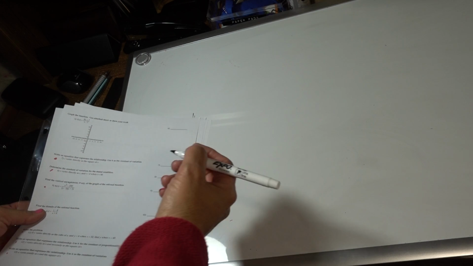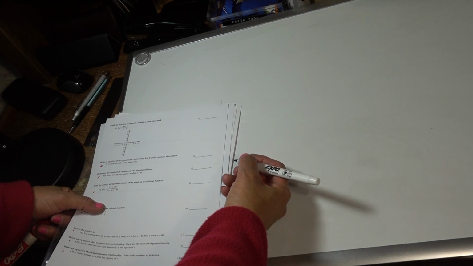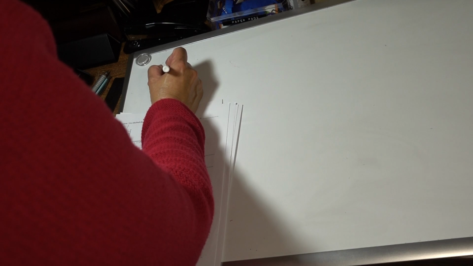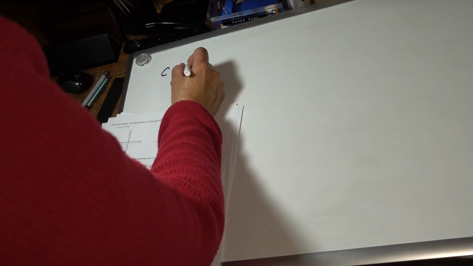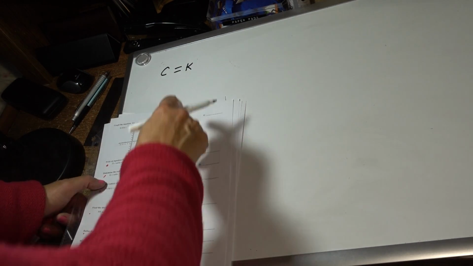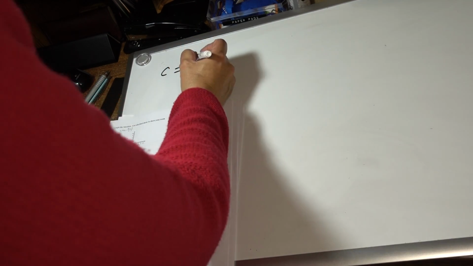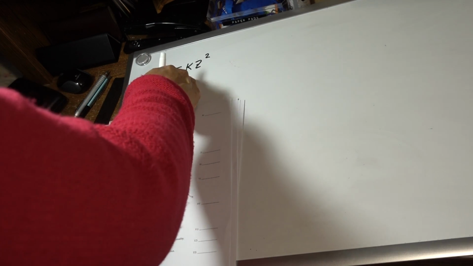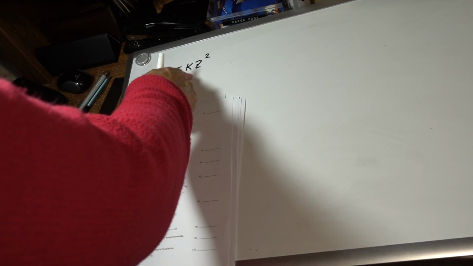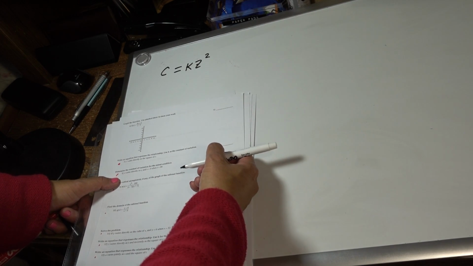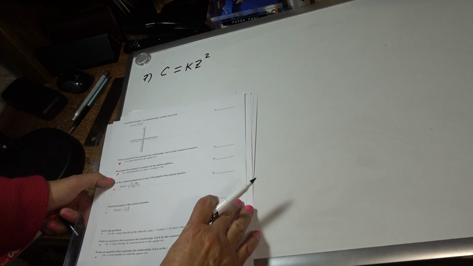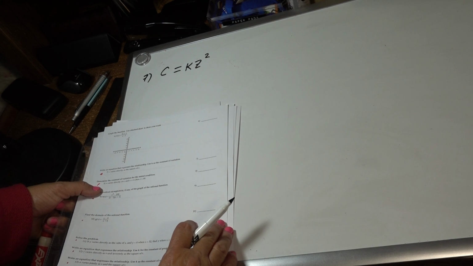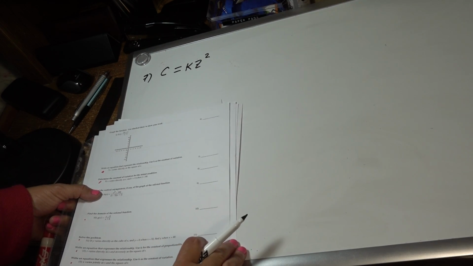So we have for number 7, it says C varies directly as the square of Z. So C varies means C is equal to K times the square of Z. That's varies directly. So there's nothing in the denominator. Varies directly as the square of Z. That's number 7.